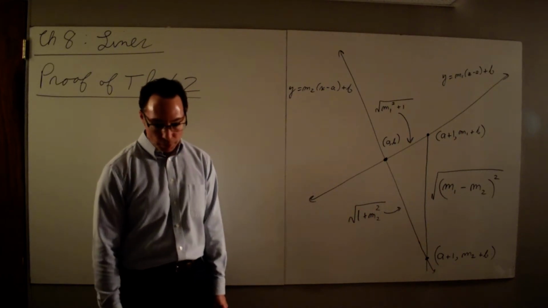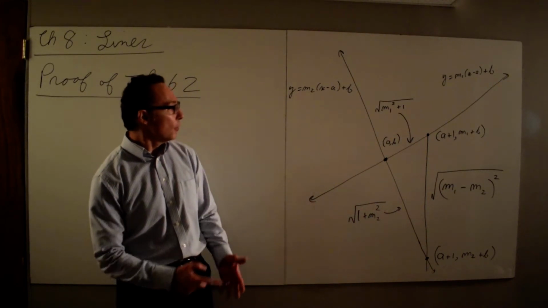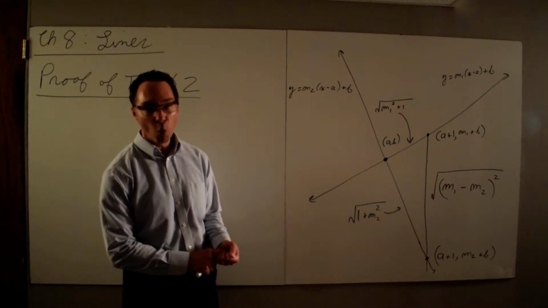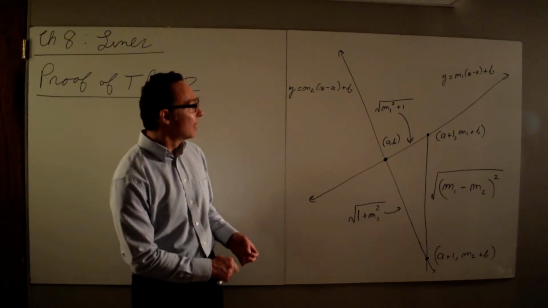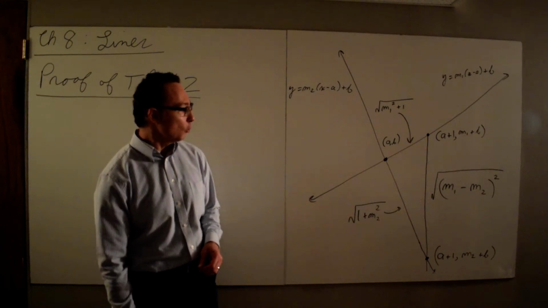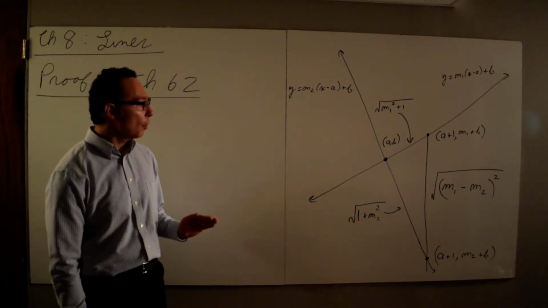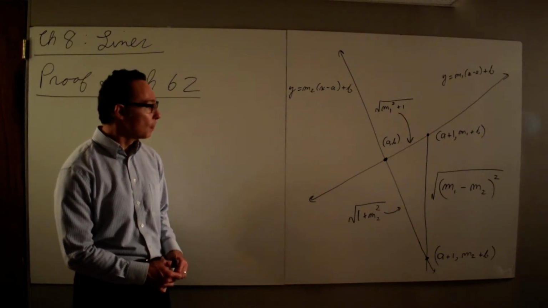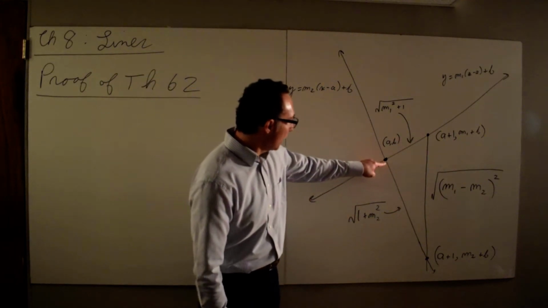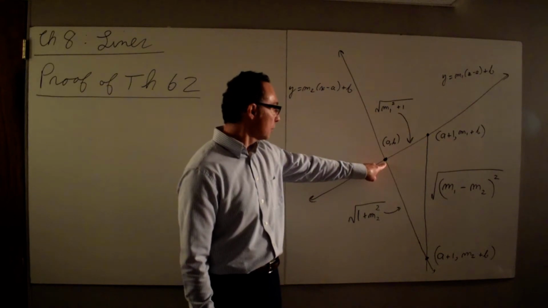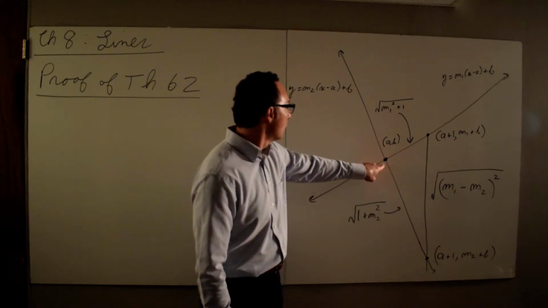And so Theorem 62 says that if you have two lines with slopes m1 and m2 that intersect, then the lines are perpendicular if and only if m1 times m2 is -1. In other words, they're opposite reciprocals of each other. And so we start with our point (a, b). This is where they intersect. So the point (a, b) is on both lines.